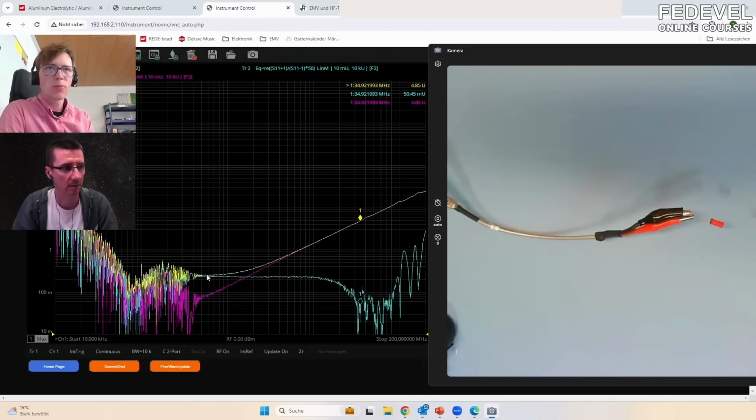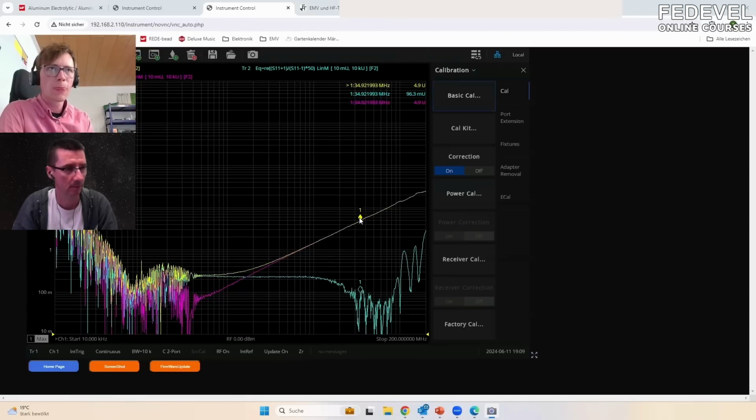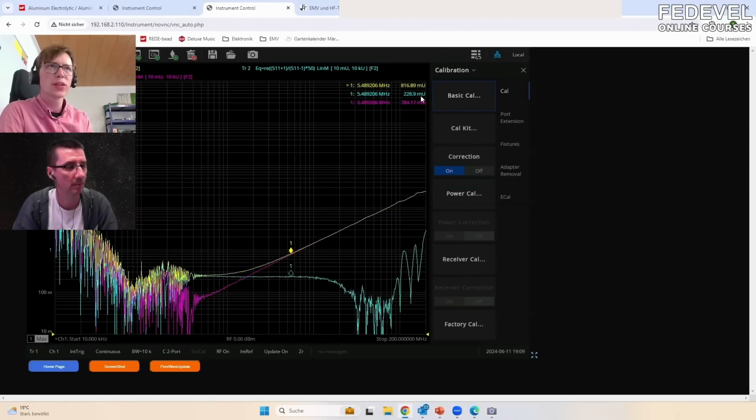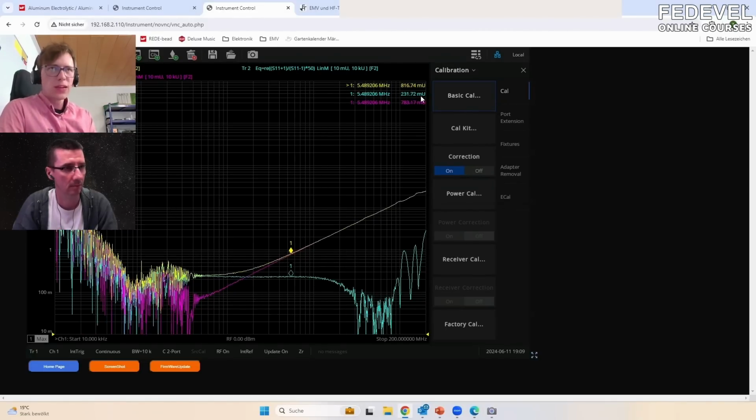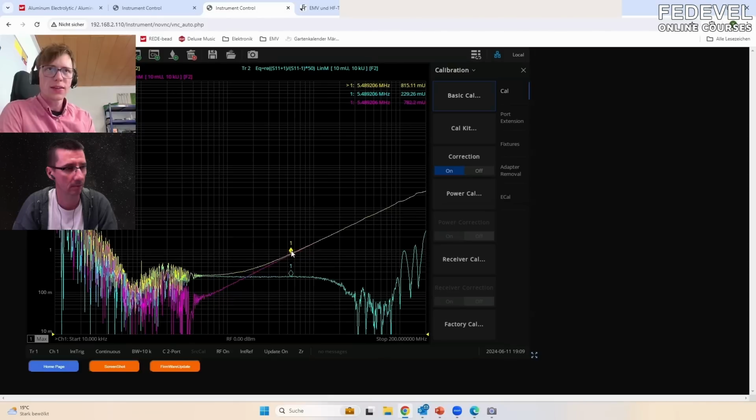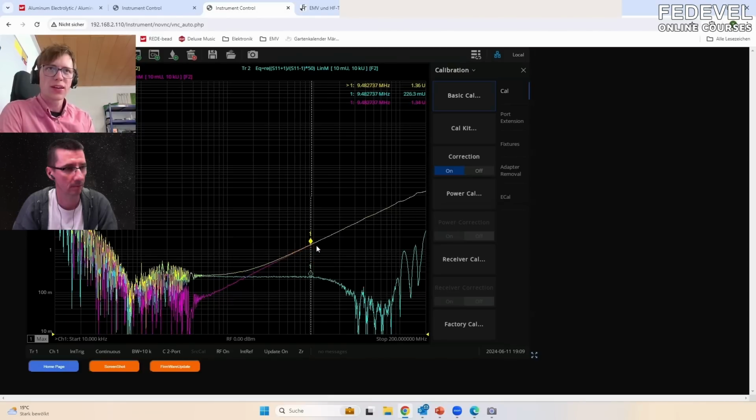I understand. But here is, as normal, nothing special. You have just the ESR. You see it at the blue line. We have about 220 milliohms. And now let's maybe check what our inductance is.